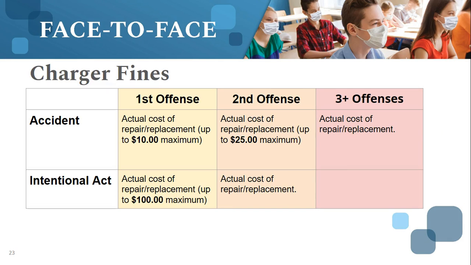For chargers, the fines are as follows. For accidents, the first offense is the actual cost of repair or replacement up to a $10 maximum. Second offense, actual cost of repair or replacement up to a $25 maximum. For 3+ offenses, it is the actual cost of the repair or replacement of the charger. For intentional damage of the charger, the first offense is the actual cost of repair or replacement up to $100 maximum, and on the second offense, it is the actual cost of repair or replacement of the charger.